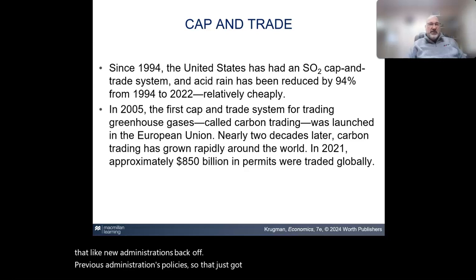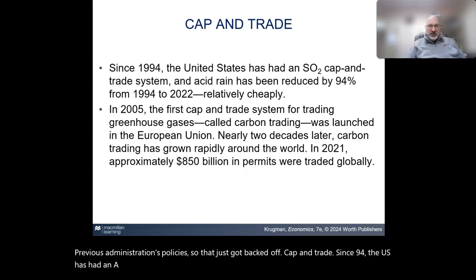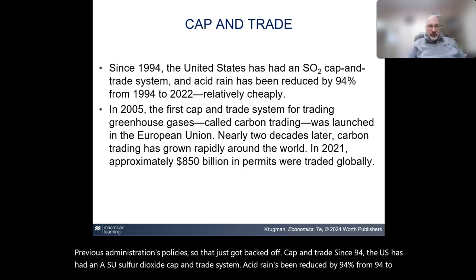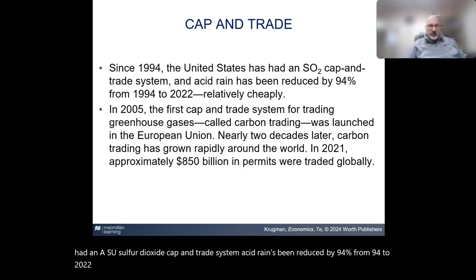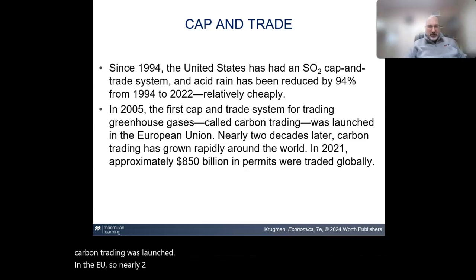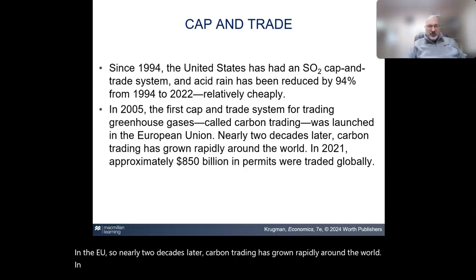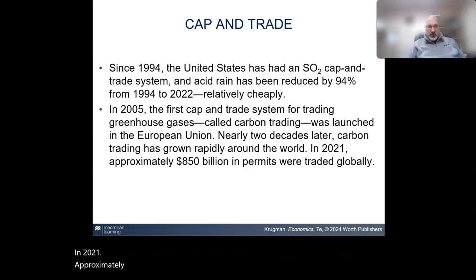Cap and trade. Since '94, the U.S. has had a sulfur dioxide cap and trade system. Acid rain's been reduced by 94% from '94 to 2022 pretty cheaply. In 2005, the first cap and trade system for trading greenhouse gases, called carbon trading, was launched in the EU. So nearly 2 decades later, carbon trading has grown rapidly around the world. In 2021, approximately 850 billion in permits were traded globally.